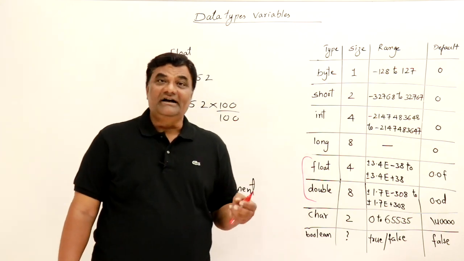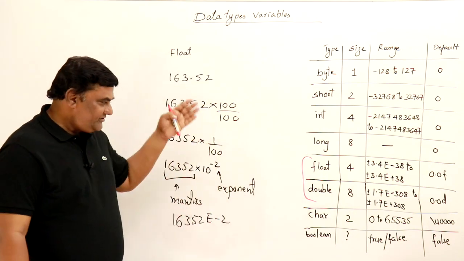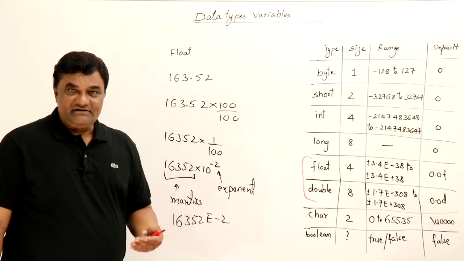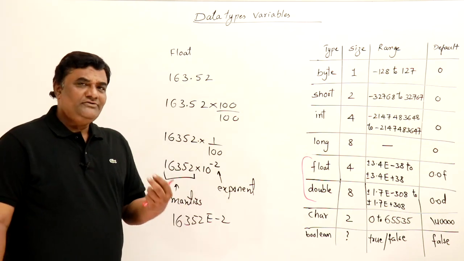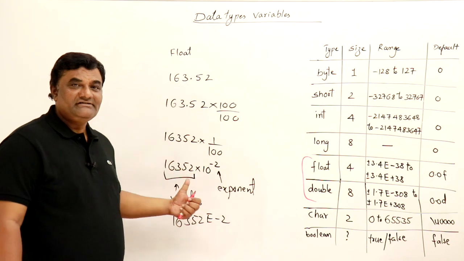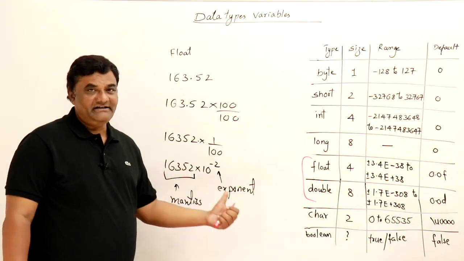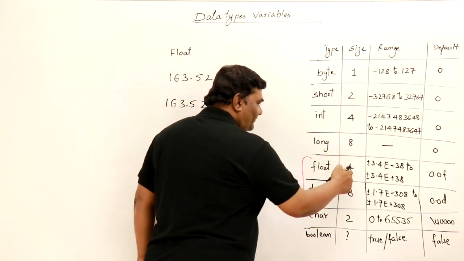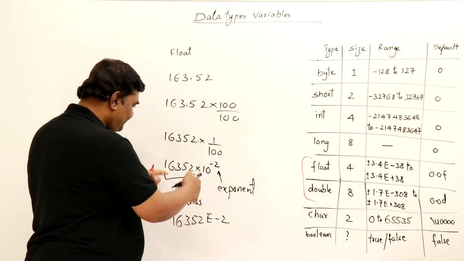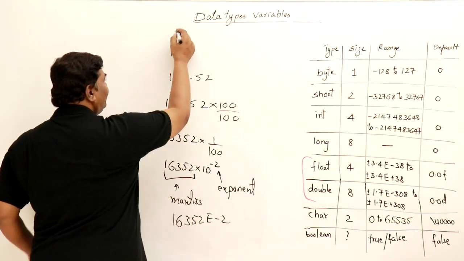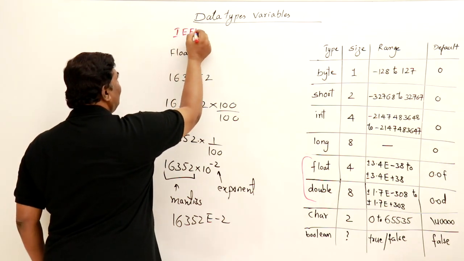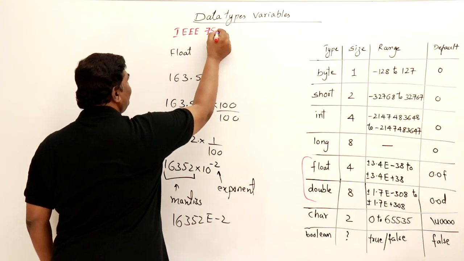Actually, it is stored in binary form, and there is a procedure for conversion of this. If you want, you can study and explore it. As a programmer, you should have a little idea about this. It is represented in the form of mantissa and exponent. This is important. Next, float takes 4 bytes, and the method of representation is made a standard, the IEEE standard, and that standard number is 754.